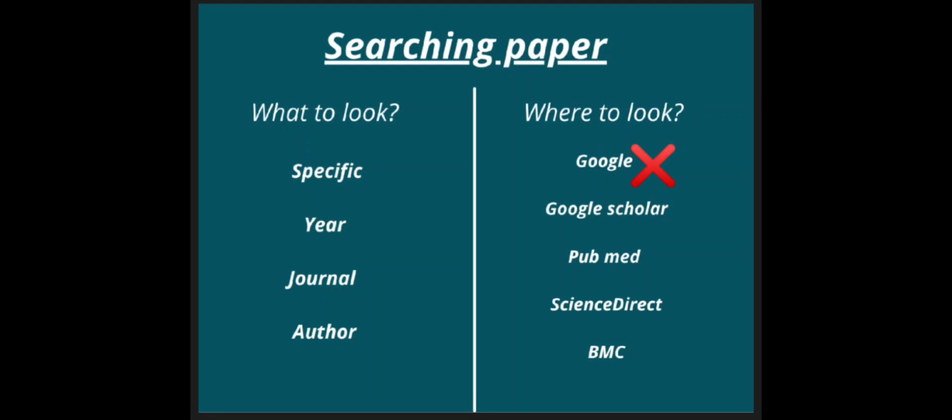Thank you. There are thousands and thousands of research papers already existing in online journal databases. And for effective searching, two things are crucial. First, what you are looking for, and second, where to look for it. So first, let's talk about what you are looking for. You must be very specific while searching for a topic.